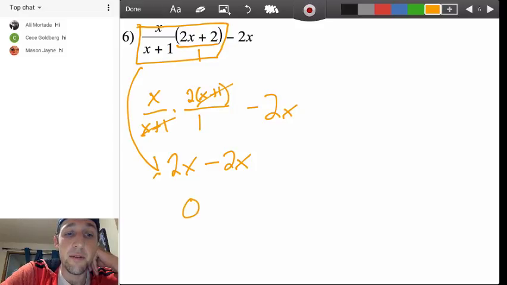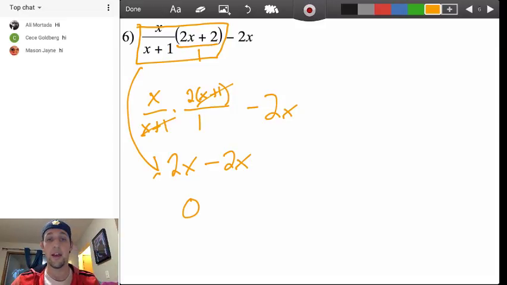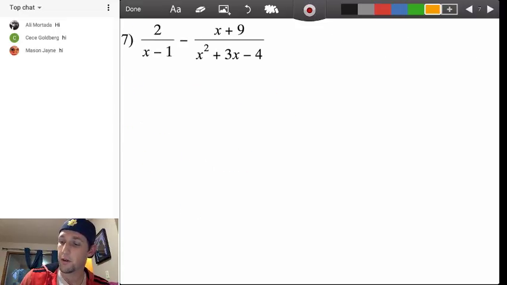If you ever see multiplication and subtraction, or multiplication and addition, I would say simplify that multiplication part as much as humanly possible first, and then deal with the subtraction, because then you might not even need a common denominator. Unfortunately on this last one, we are totally going to need a common denominator. I have a denominator that I can factor, so I should do that first. I get x plus 4 and x minus 1.